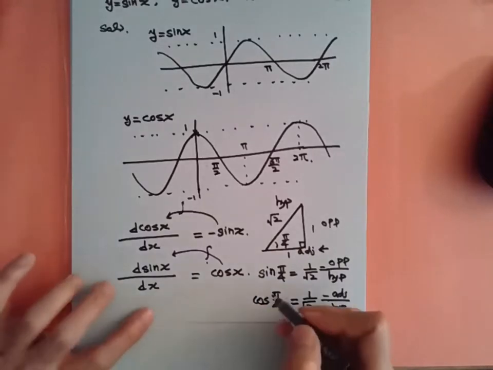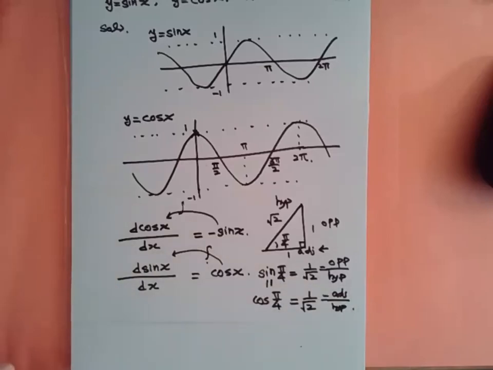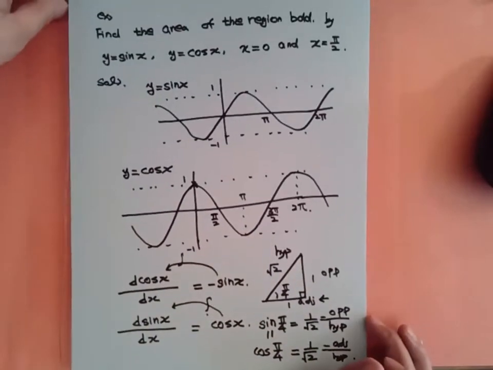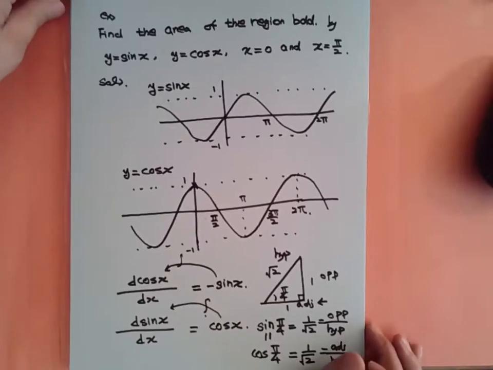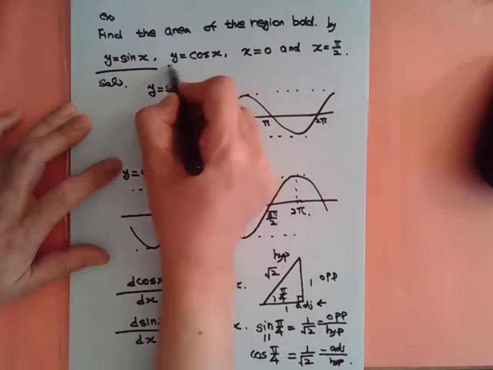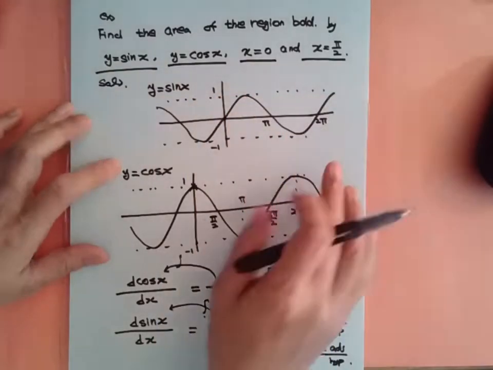So from here, we can conclude that sine of pi over 4 and cosine of pi over 4 are the same. Let's go back to the problem. We want to find the area of the region bounded by the sine function and cosine function and x equals 0 and x equals pi over 2.